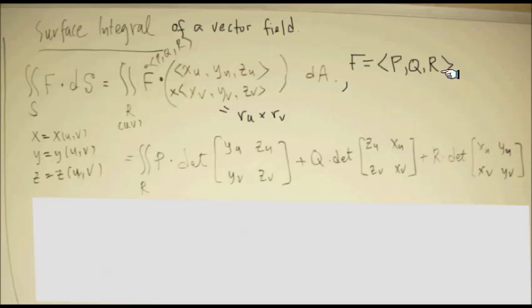R is the z component of the vector field, multiplied by the z component of this cross product, which is this determinant of x and y there. So this is the actual formula if you have a parametric equation, and this is missing dA, so if you multiply the dA there, that's what it is.